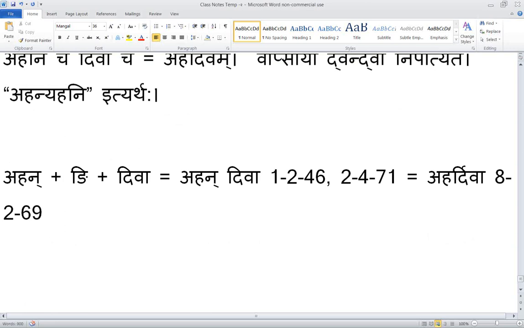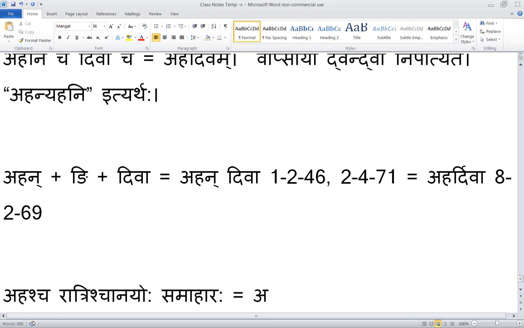I'm reading from Bhaimi Vyakhya, page 157. So Ahascha Ratrishcha, Anayoho Samaharaha, become Ahoratraha. Now we have to use the Vartikam which Kalpesh was talking about. We need that now. Ahoratraha. Okay, so let's go step by step.